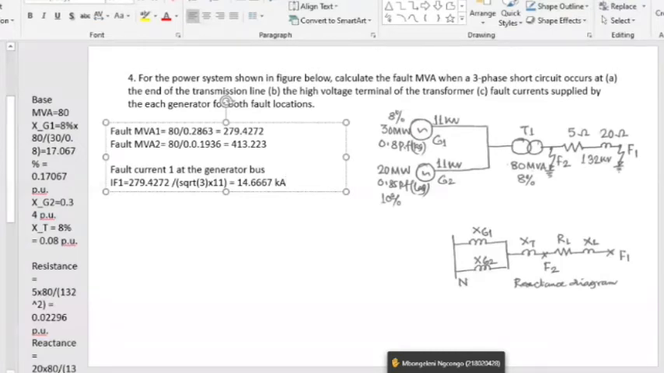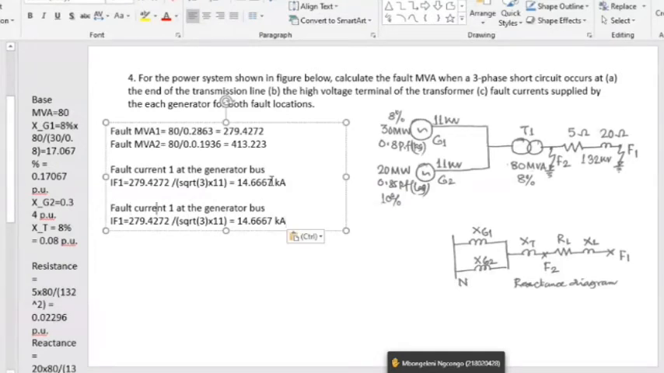So we got the IF1. Similarly, we can calculate the IF2. You must always remember that if you write the unit, there is less chance of making a mistake. So what is the MVA here? 413.223, and then the voltage and square root 3, that must remain the same, and we're going to find out the value of this current. So tell me this one. 21.6886.